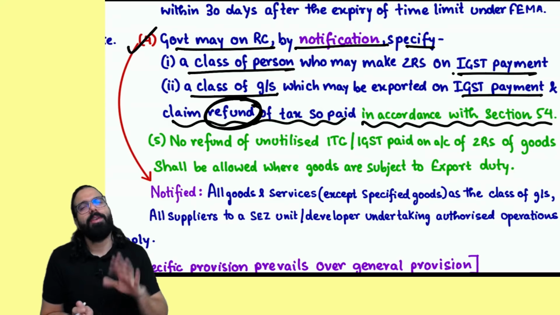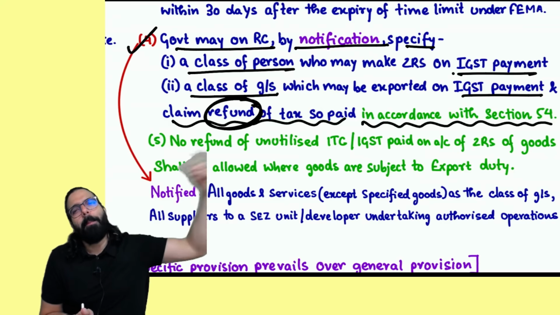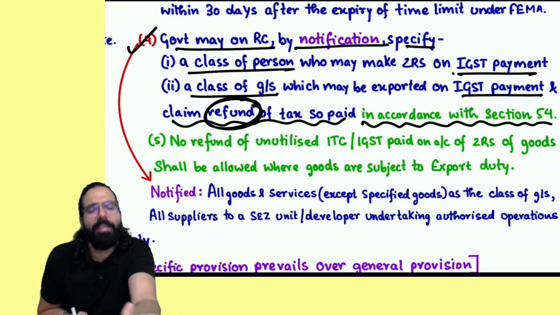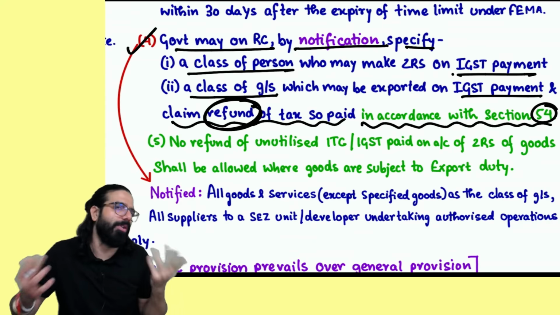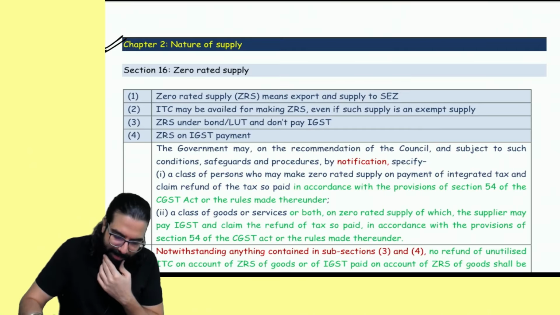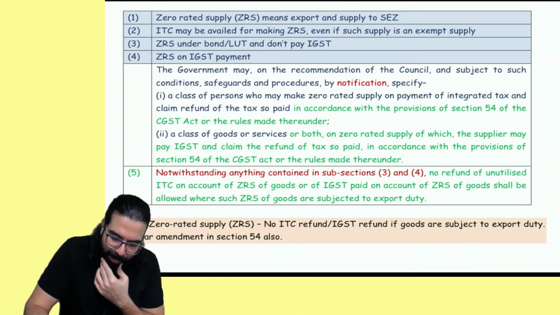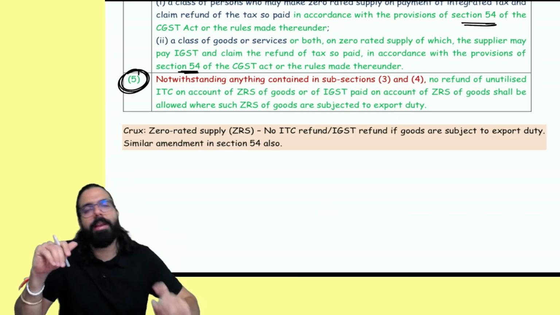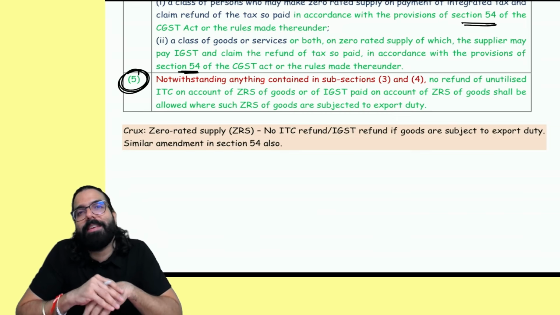That is, sir, you go ahead and supply outside India, pay the IGST and claim a refund of the IGST. This refund of IGST is claimed under which section? Section 54. I hope you guys already remember this point. Yes, sir, nothing. In Section 16, one small point got added, that the refund is under Section 54. Okay, sir, we already know the section. One additional point in Section 16 of the IGST Act got added.